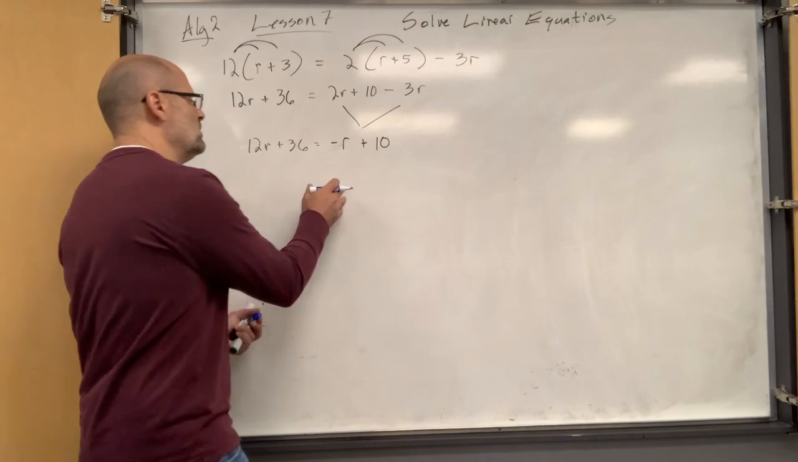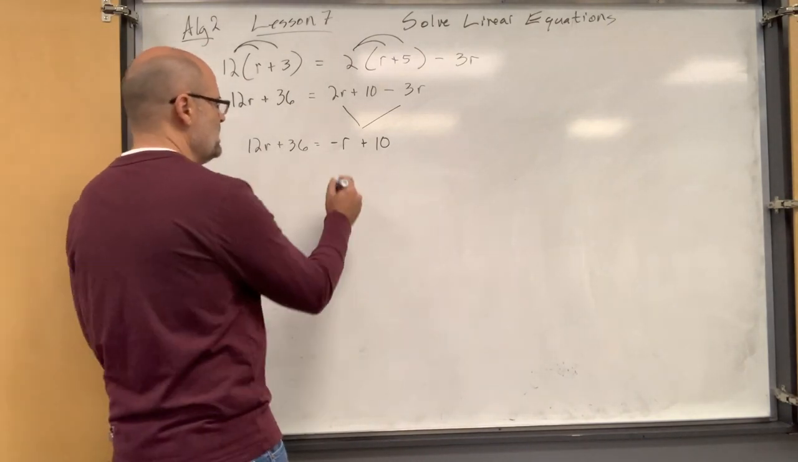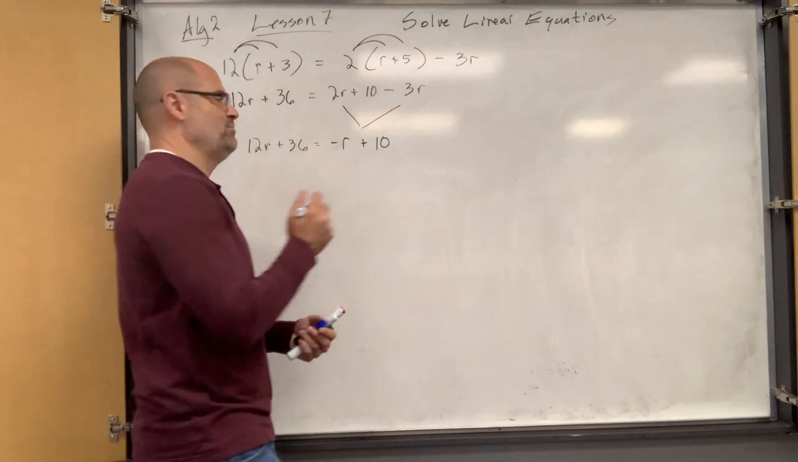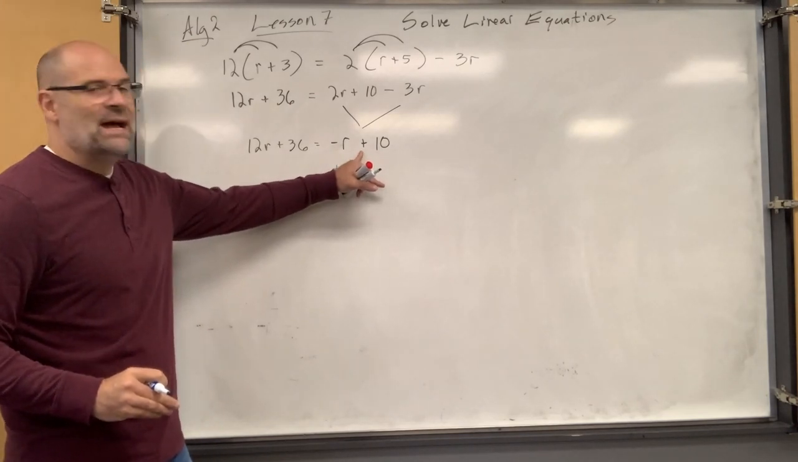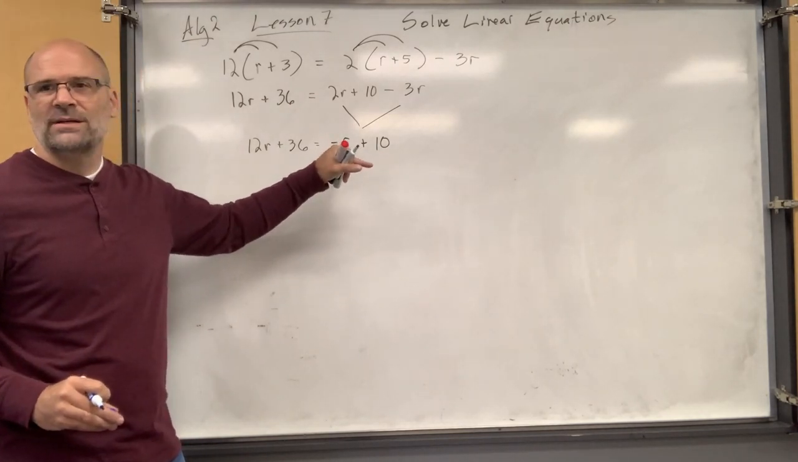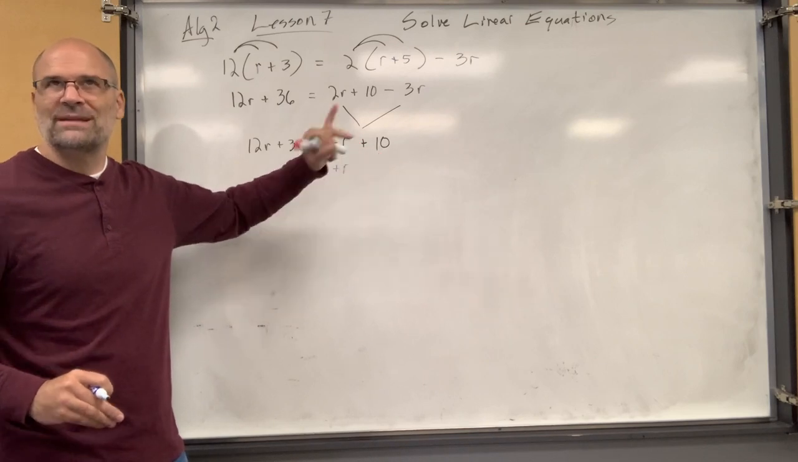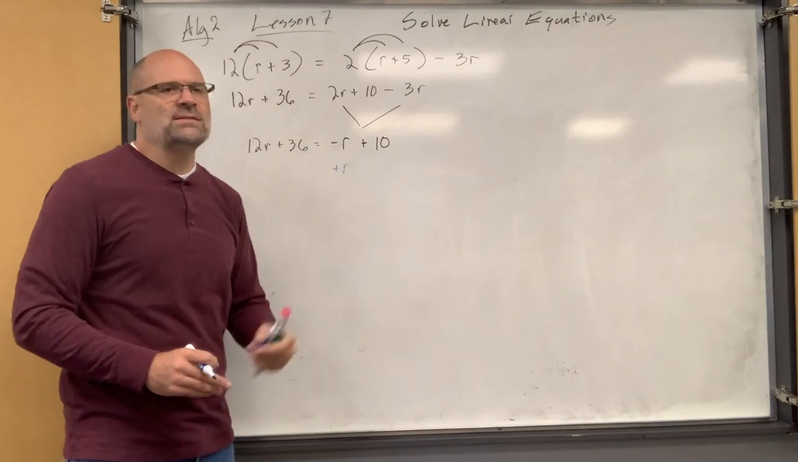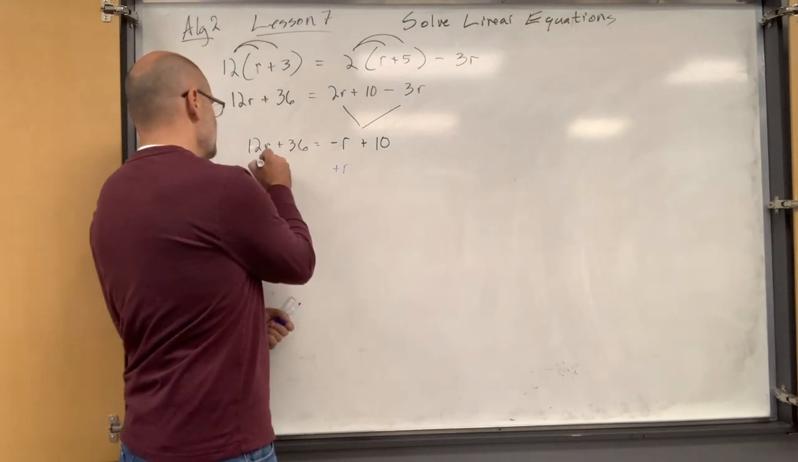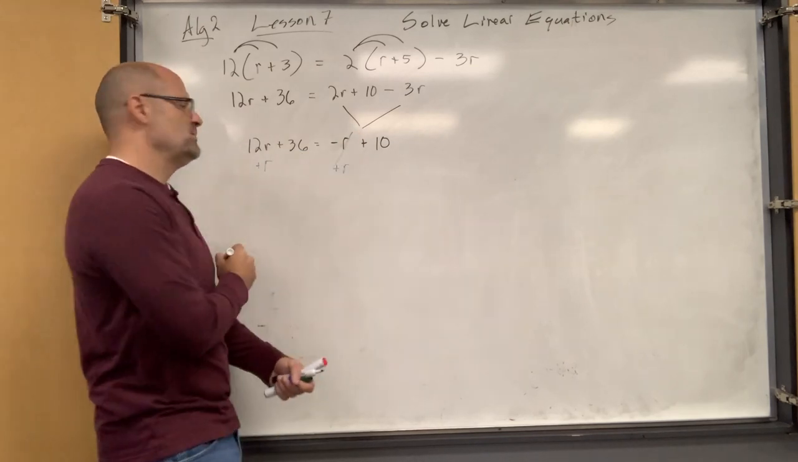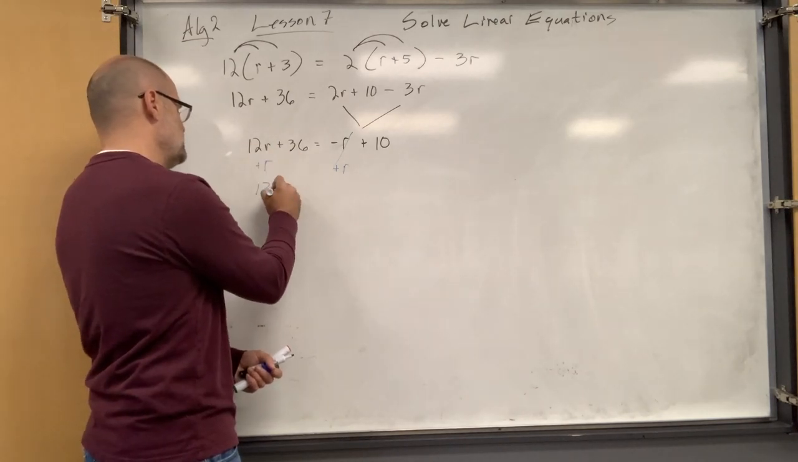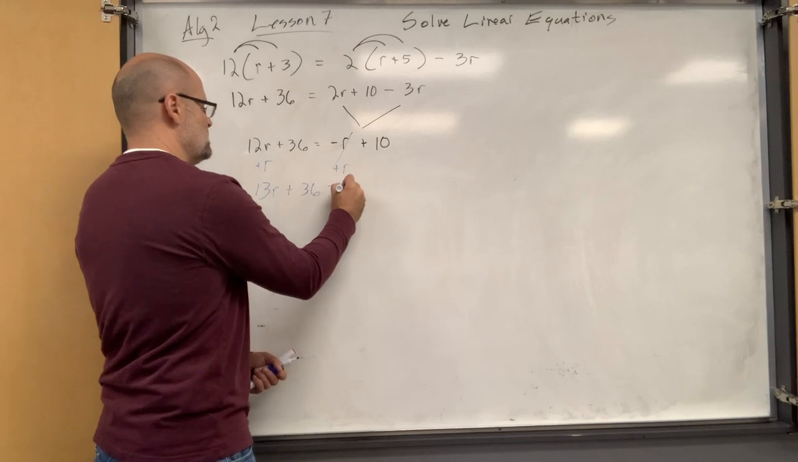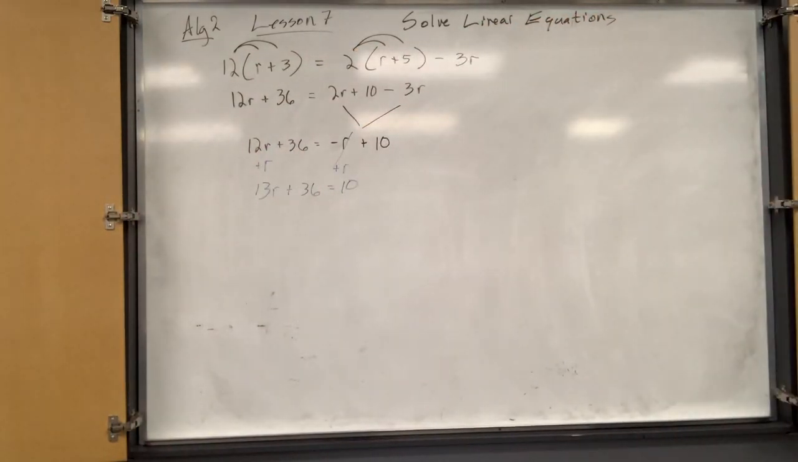What's smaller, 12R or negative 1R? Negative 1R. So how do you get rid of negative 1R? Add positive 1R. You could add, or you could subtract a negative R, because the negative R is being added. So if you subtract a negative, that's actually adding a positive. Whatever it takes to get rid of it, just get rid of it, okay? So whatever you do to one side, do to the other. Those cancel. We have 13 R's plus 36 equals 10. All right, and then you will get to step 3.